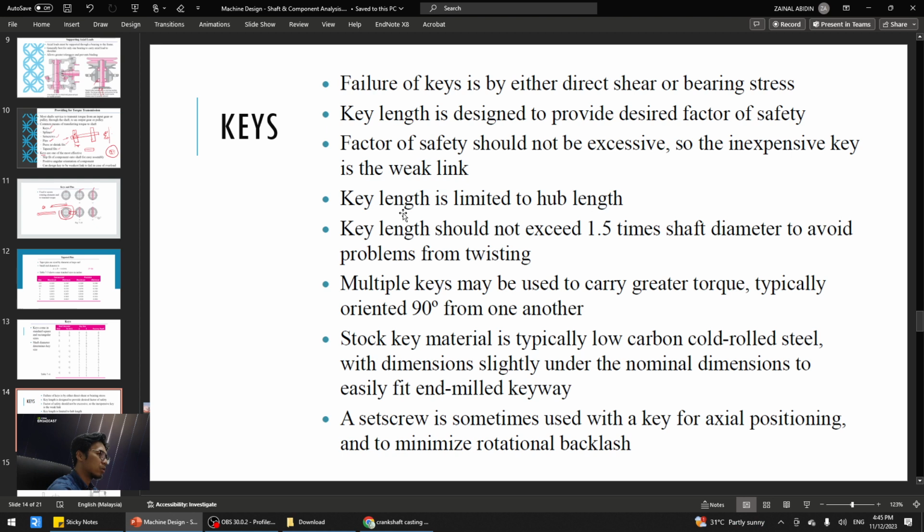Contoh you ada lebih kurang 2 cm of your shaft, 2 cm diameter of your shaft. So you punya key length sepatutnya 1.5 kali saja panjang dia, jangan lebih sampai 1.5. For example, you punya diameter ialah 2 cm, 2 cm kali 1.5 lebih kurang 3 cm. So panjang key you jangan lebih daripada 3 cm. Okay, kurang tak apa, kurang tu dia akan jadi weak link lah, maksudnya dia akan for safety reason lah.